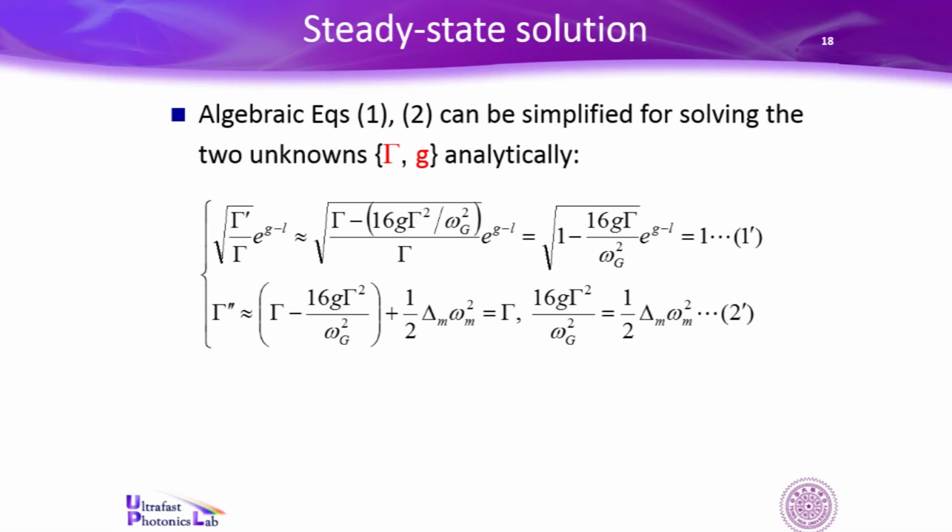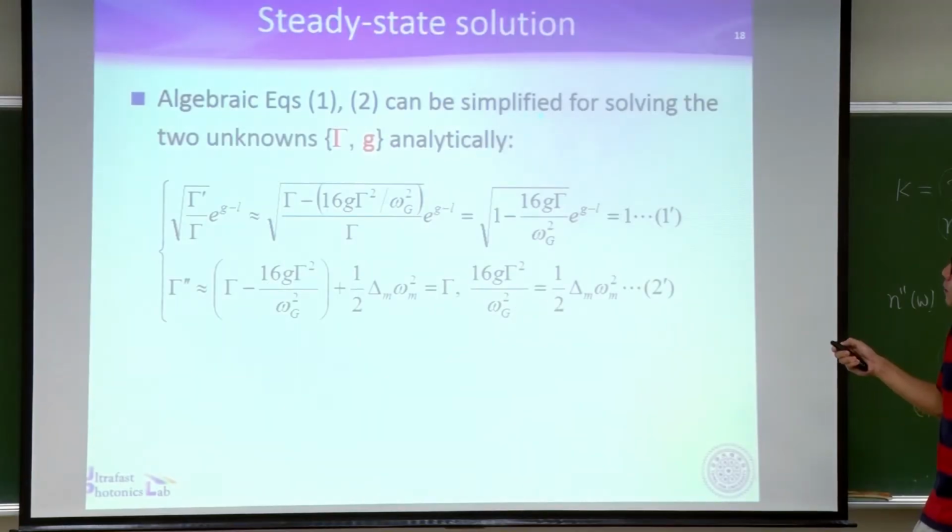So we have algebraic equations 1 and 2. They can be simplified for solving the two unknowns. But these are the two intermediate unknowns, not final unknowns. Gamma and G, analytically, okay? So by equation 1, this one equals 1. But we have already derived the formula about gamma prime before, so use it here. Okay? And after simplification, you got this one, and it is equal to 1. Say this is new equation, 1 prime.